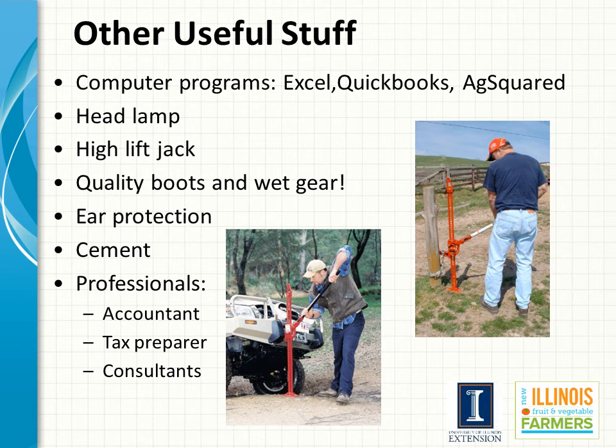Some other stuff that is useful for managing a farm in the non-traditional tool category would be things like computer programs such as Excel, QuickBooks, and Ag Squared for managing farm finances and production, headlamps for early evening work, quality rain gear and boots should not be underestimated, ear protection for banging metal to operating diesel tractors, Quikrete and other concrete products for small projects, and the use of off-farm consultants in the form of accountants, lawyers, tax preparers, and other specialty consultants.